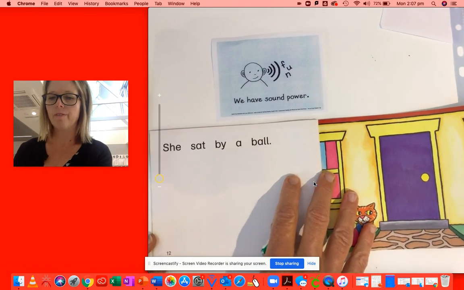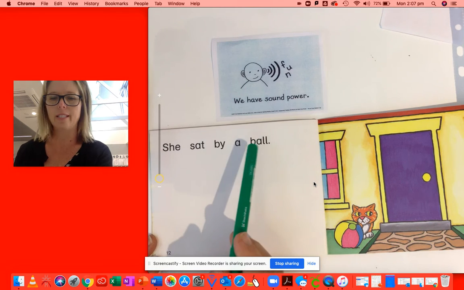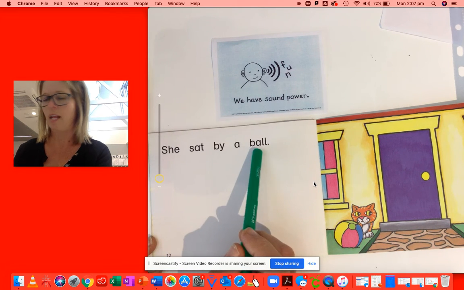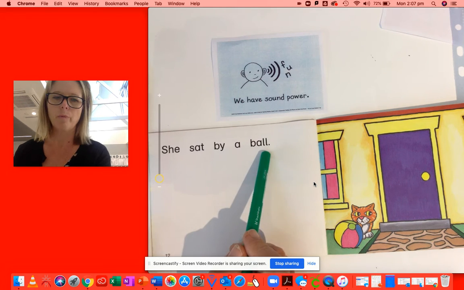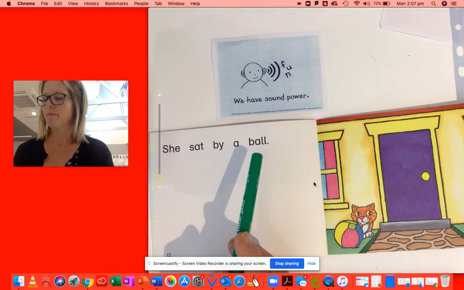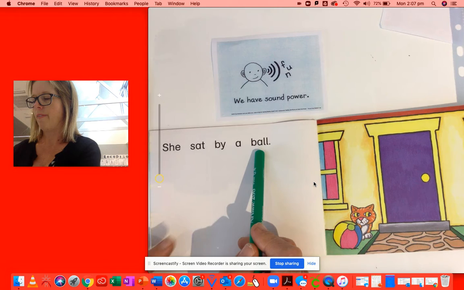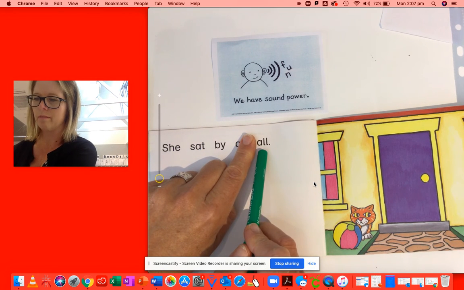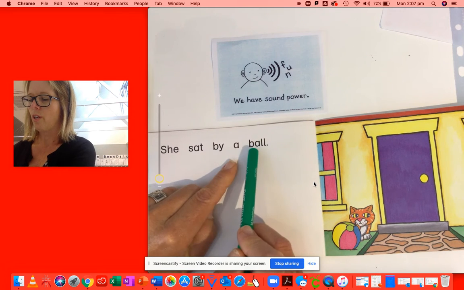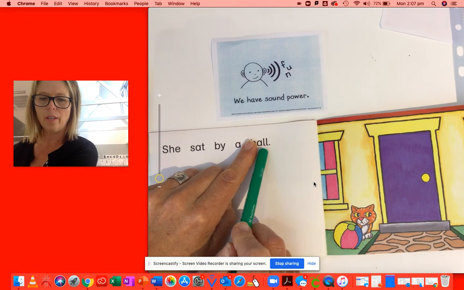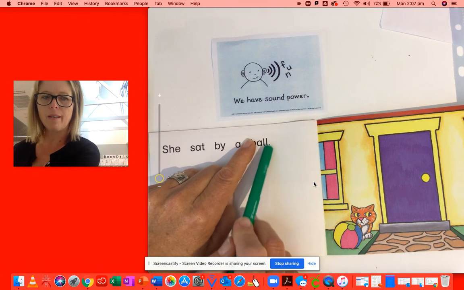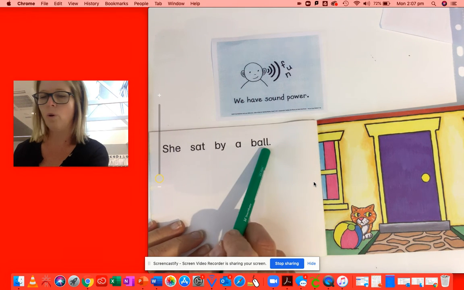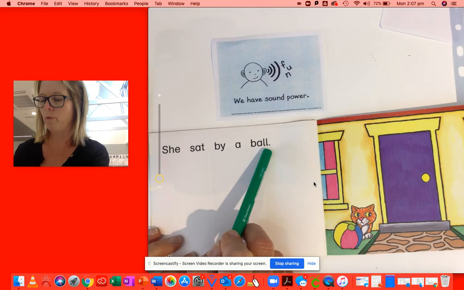Now, we're going to read this page using our sound power. She sat by a bell. Well, we know that doesn't make sense. I know that if I take the b away, there is a snap word all there. So I would go, oh, there's a snap word there. I wonder if you know that yet. If they don't, then you might need to tell them that's a snap word. Tell them what it is. And then they can go b, all, ball.